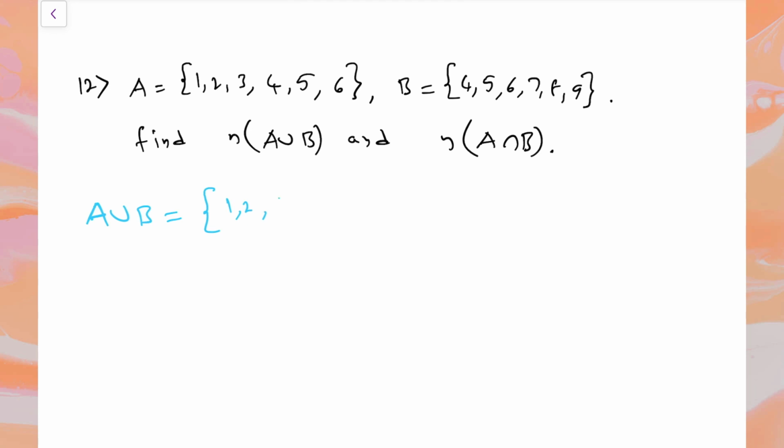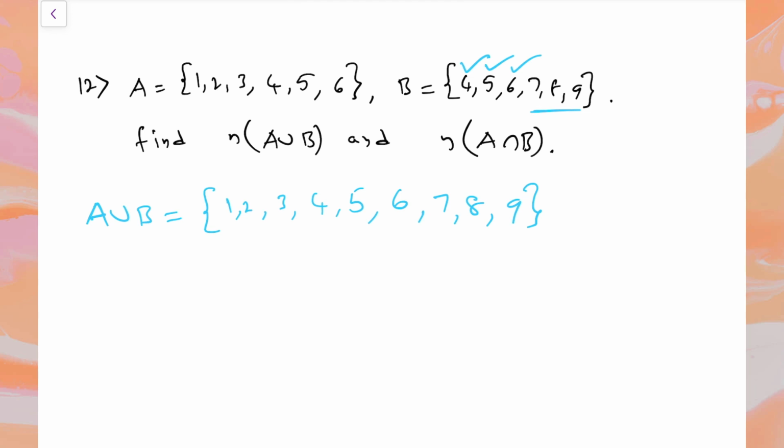1, 2, 3, 4, 5, 6. Then from set B, here 4 is there, but already we wrote 4. 5 is there, 5 is completed already. 6 is there, 6 also completed. Then the remaining are 7, 8, 9. So write those 7, 8, 9.